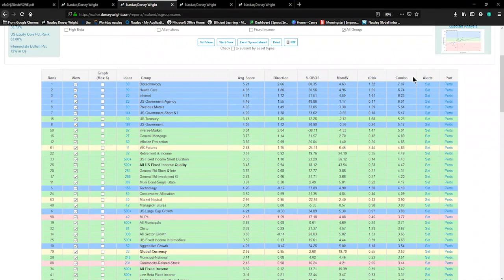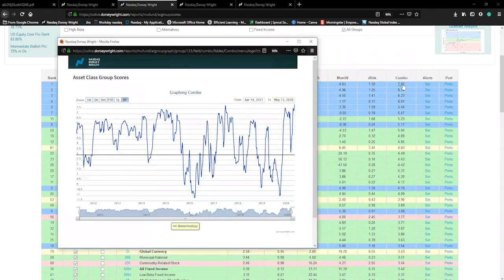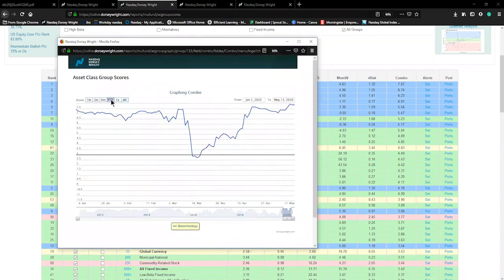And any of these data points are clickable. So you can actually bring up a graph of how that value has changed over time, whether you're looking to bring up a graph of how the biotechnology score has changed, or whether you're looking to bring up a graph of how the combo has changed, as we see here, adding together that average score and that direction to get at that movement over time.